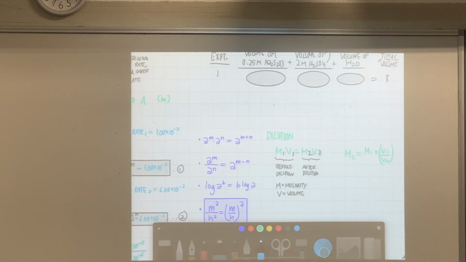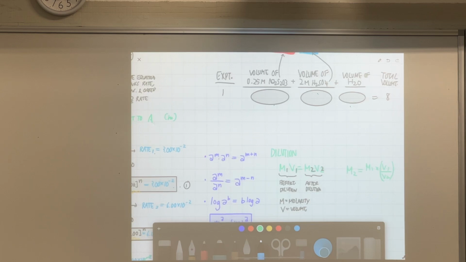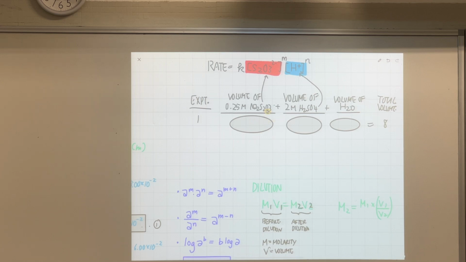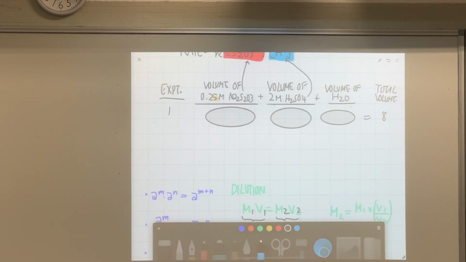Okay, so now we need to find the concentration of S2O3 2 minus and H2SO4 after mixing. So you see these concentrations, they are before mixing, right? They are the concentration before mixing. 0.25 molar means before the thiosulfate is mixed with the other reactant, what the concentration originally was. 0.25 by itself is 0.25 molar. It hasn't yet mixed with other stuff.